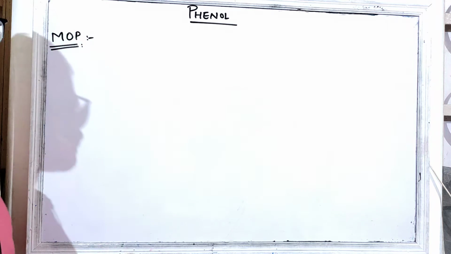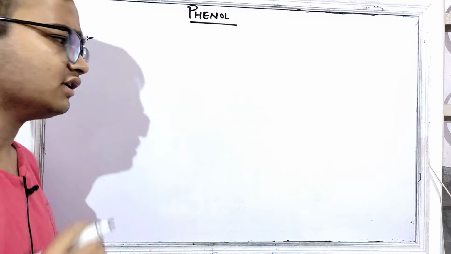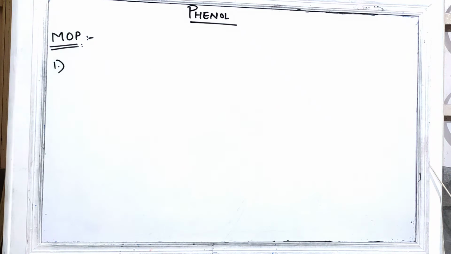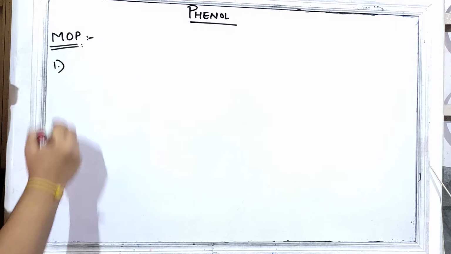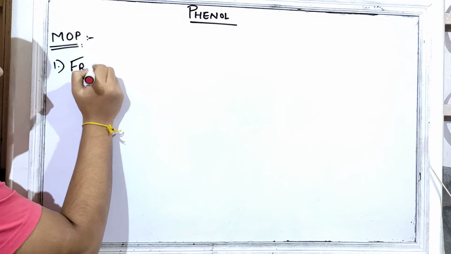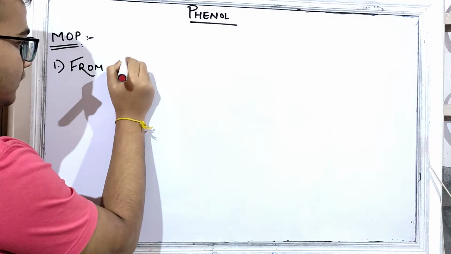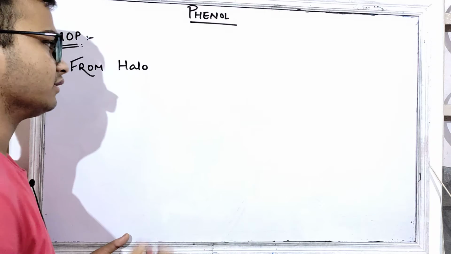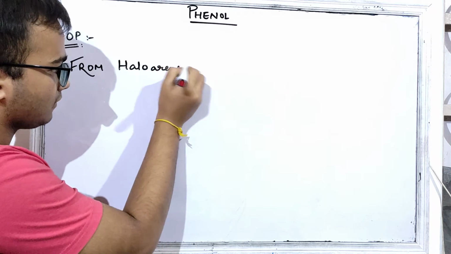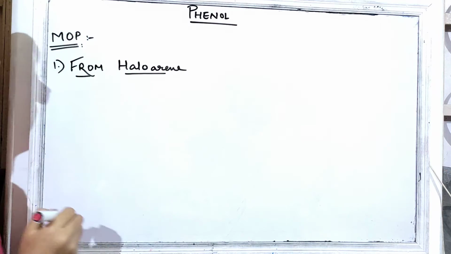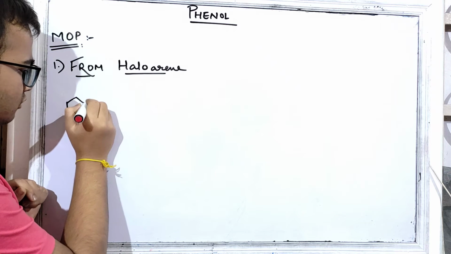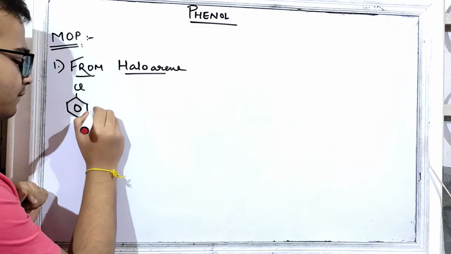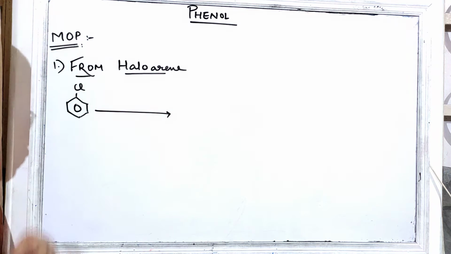The first process, which is the industrial process for the manufacture of phenol, is from chlorobenzene. This process is from chlorobenzene. You can also call it from haloarene. So, methods of preparation of phenol from haloarene. Let's see the method. We just take chlorobenzene like this. This is chlorobenzene.